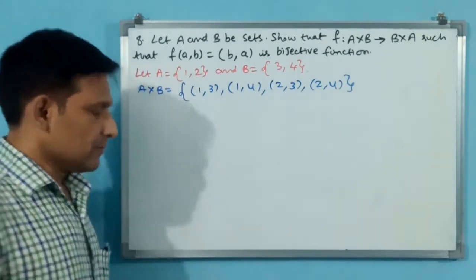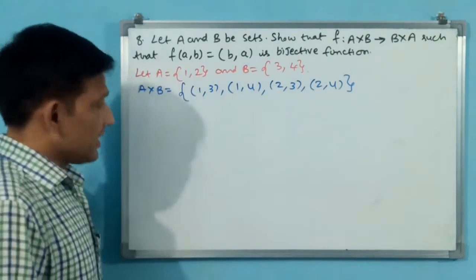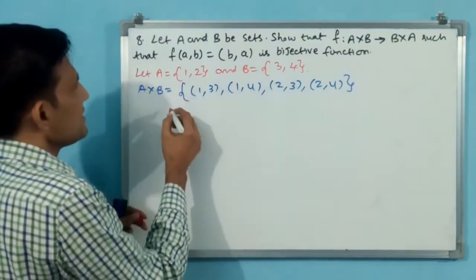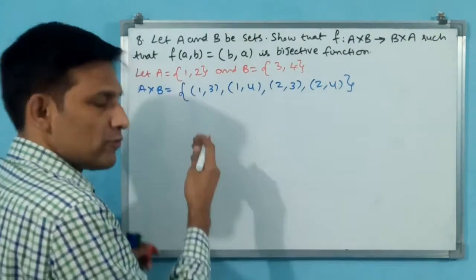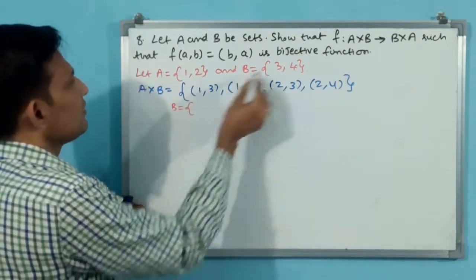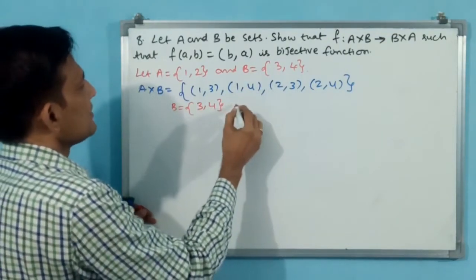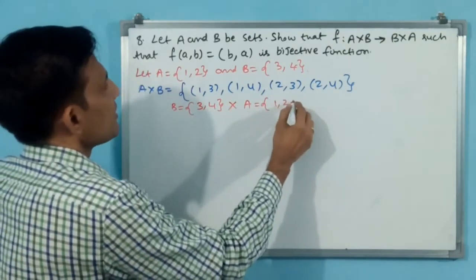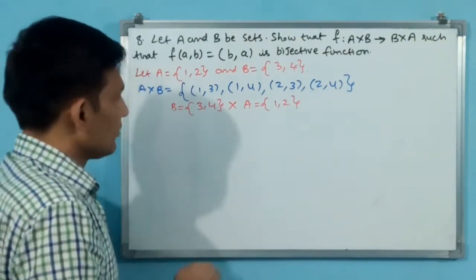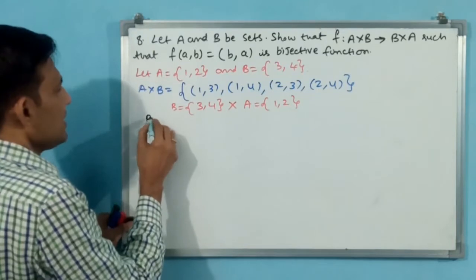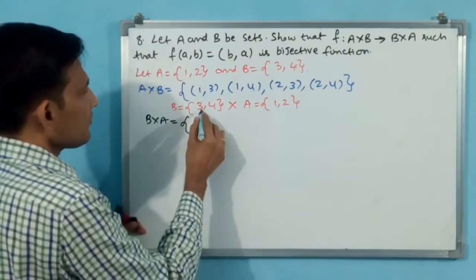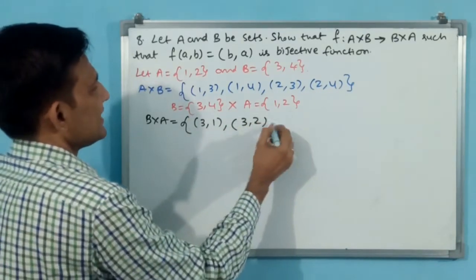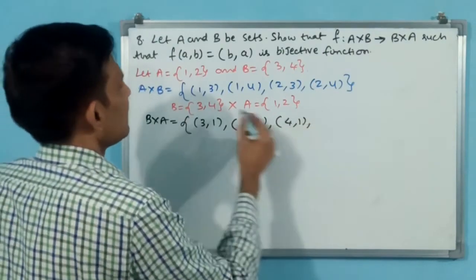Now you can make B cross A also. How to make B cross A? Before making it, you write again B and A. Why? Because otherwise you may get confused and you may make a mistake. Say B is equal to {3, 4}, A is equal to {1, 2}. Again I am doing here down the line B cross A. B cross A is equal to (3, 1), (3, 2), (4, 1), (4, 2).